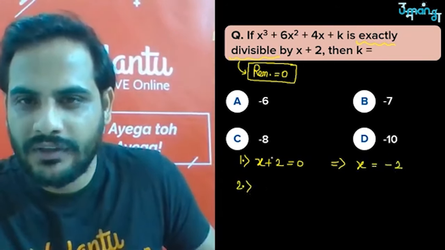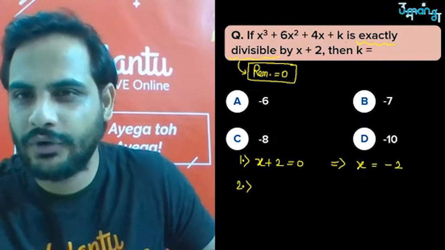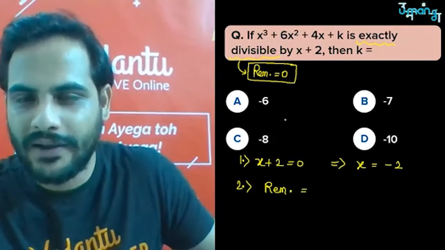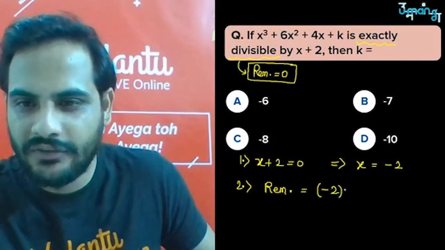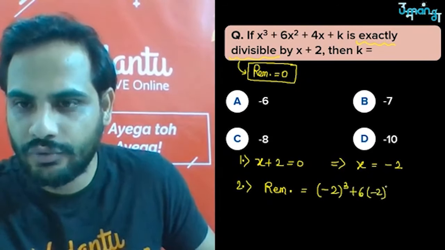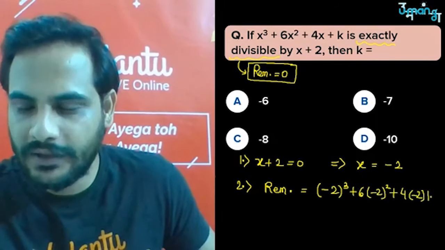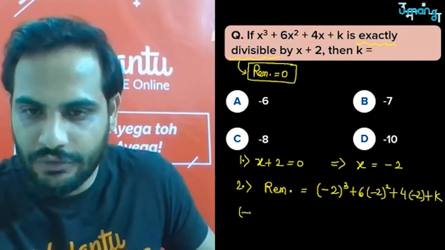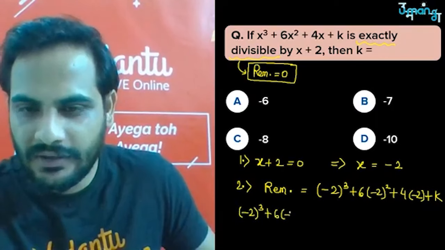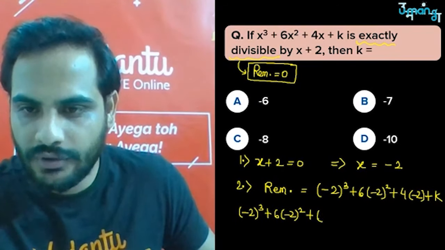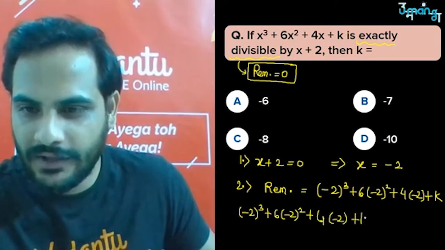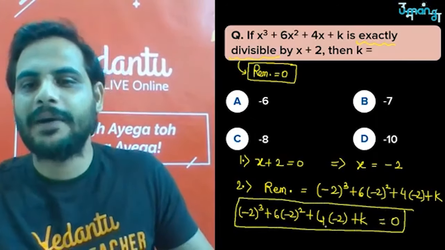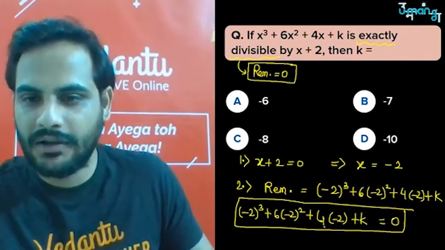And step 2, the value of this polynomial x cube plus 6x square plus 4x plus k. So I will say my remainder will be equal to, put x is equal to minus 2 in the polynomial, in the dividend. So minus 2 cube plus 6 into minus 2 square plus 4 into minus 2 plus k. And I know if it is exactly divisible, remainder should be equal to 0. So this value, minus 2 cube plus 6 into minus 2 whole square plus 4 into minus 2 plus k, is equal to 0 because it is your remainder.